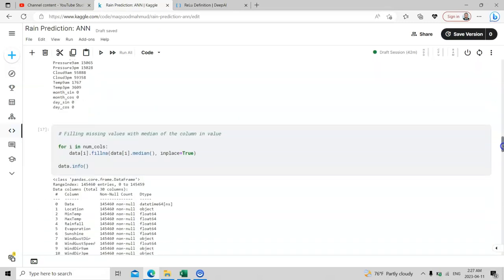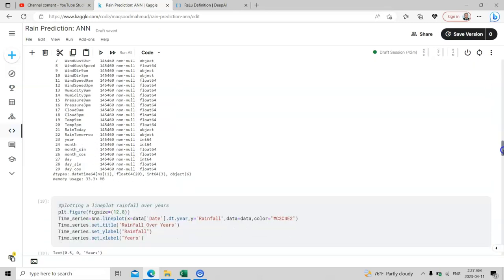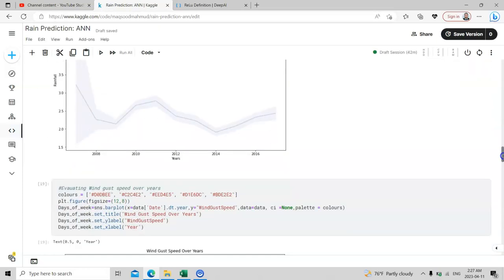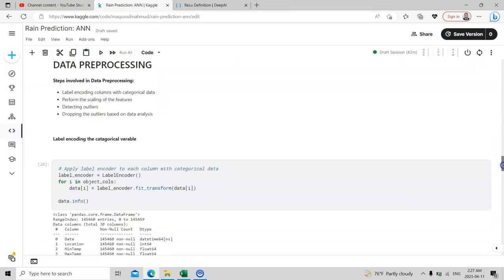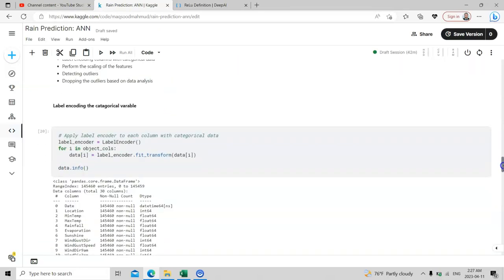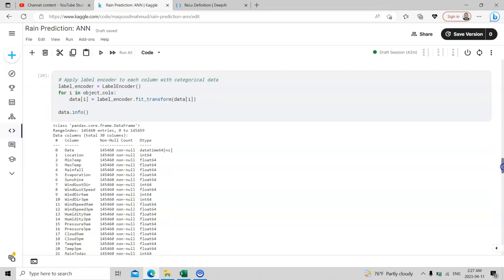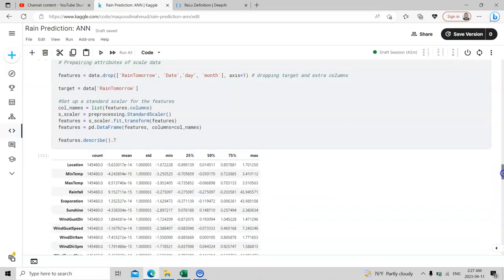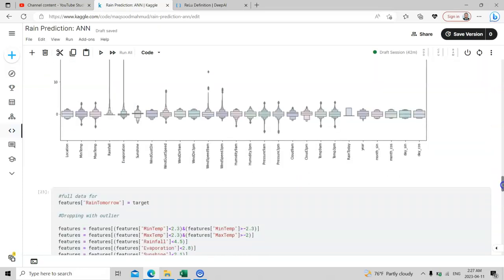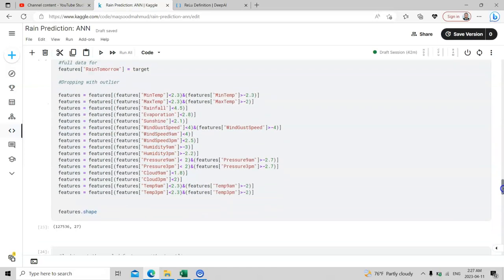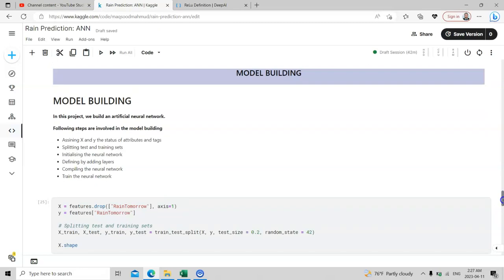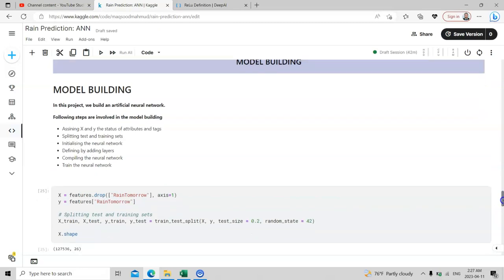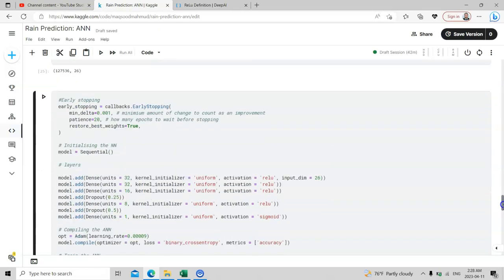I am interested to take you to the most important thing, which is about the artificial neural network. This is the data pre-processing. Before processing the data, you divide the data into the training set and the test set. Based on that you have some more visualization here. If you go further, this is model building. This is very important, how you do the model building.